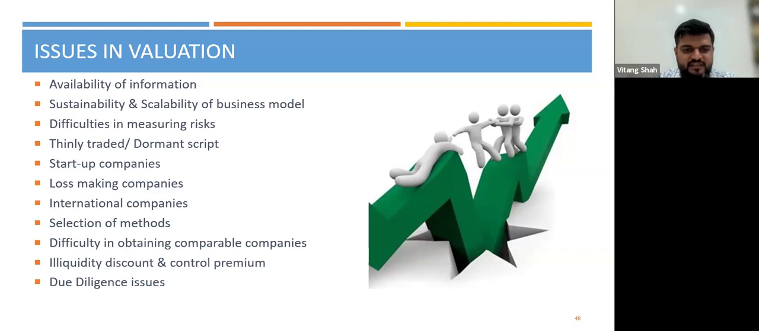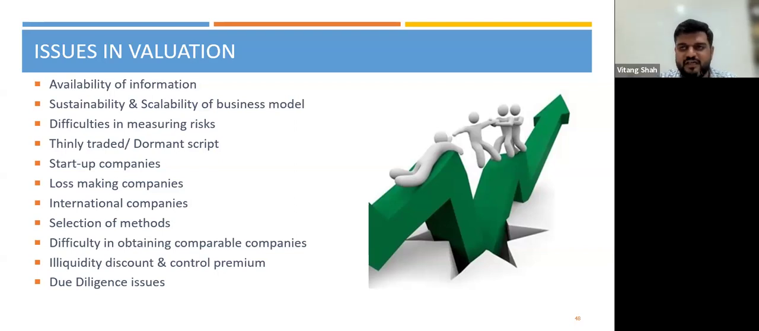What is the sustainability and scalability of the business model? The company could have projected that they would grow at a higher rate over the next 10-15 years. However, whether that business model at which they are planning to grow is sustainable, and whether you can scale up that business so fast and without a significant investment in capital expenditure, that also needs to be checked. Then there are thinly traded and dormant scrips, to what extent you should give weightage to the market price methods under those approaches.